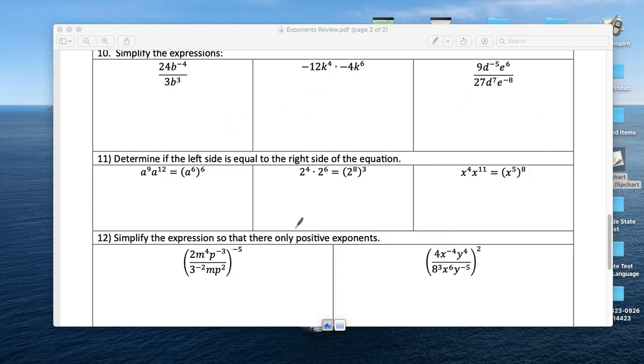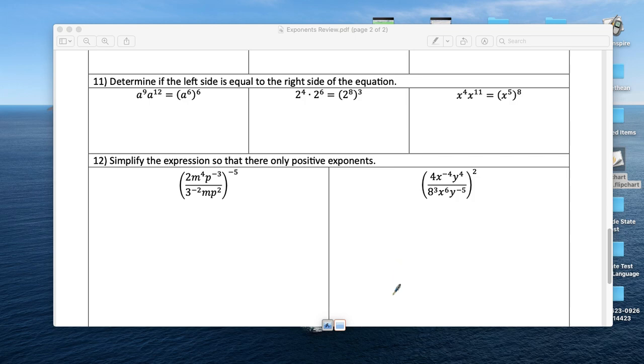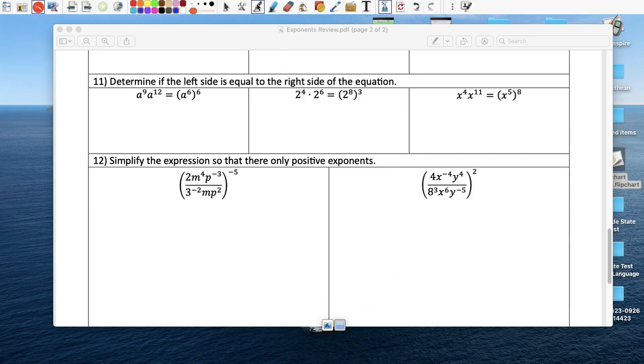Now, here, there's a reason why this question is here, because you'll see it. Remember I said, determine if the left side equals the right side. Well, let's see if it's exactly the same. On the left side, we have 2 a's being multiplied. So we keep the base and we add the exponents. 9 plus 12 is 21... Here, we have a power to a power, so keep the base, multiply the exponents, right? So it's 6 times 6 is 36. Are they the same? No, they're not. There's a little line across.